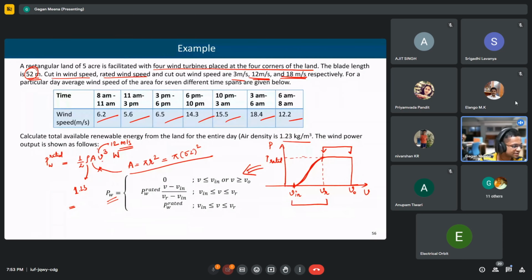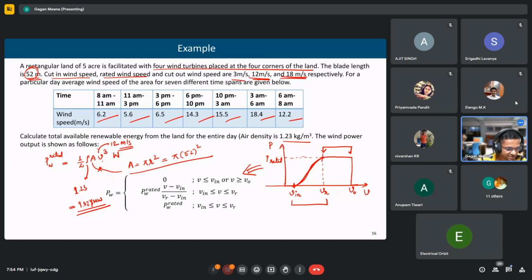Rho 1.23, V, wind speed 12 meters per second, and area pi r square where r is 52. If you are doing all these things and still getting a wrong answer, that means there is a calculation mistake. So the correct answer is 9.027 megawatt. Karthikeyan has done it correctly. Yes, Arti, correct, 9.027.